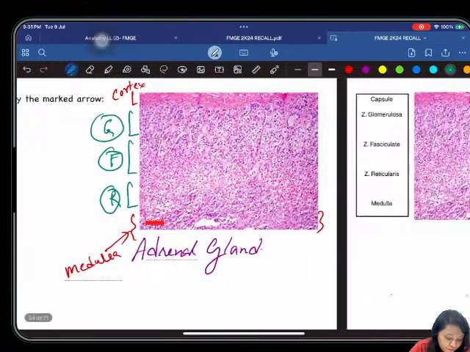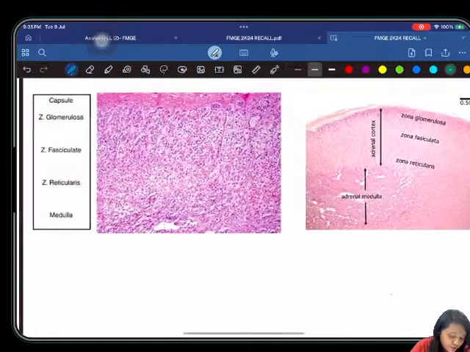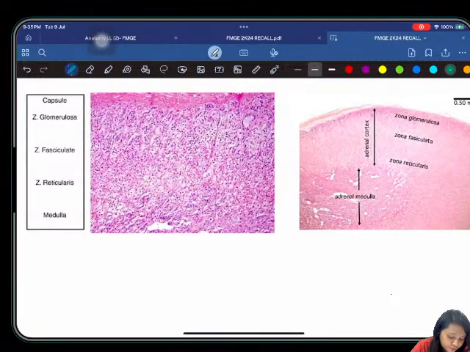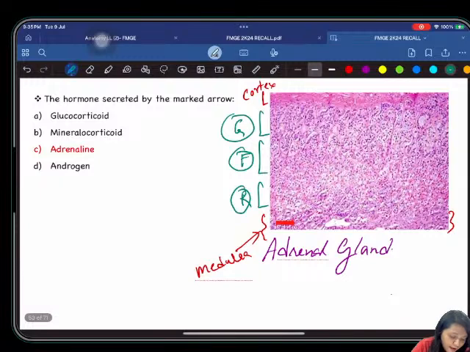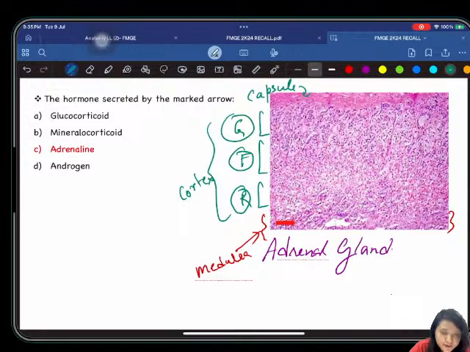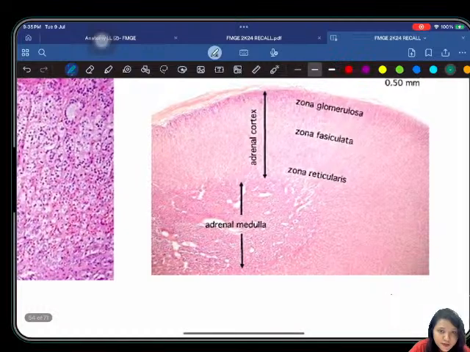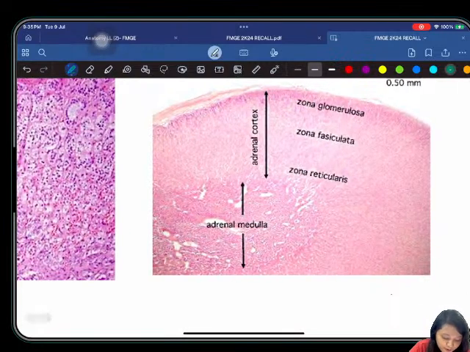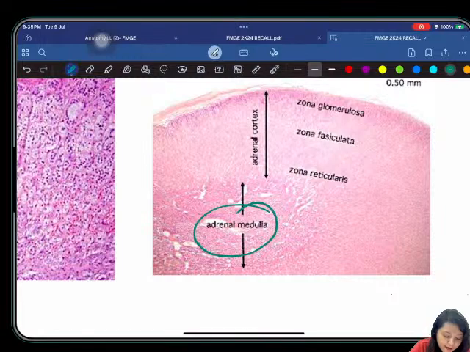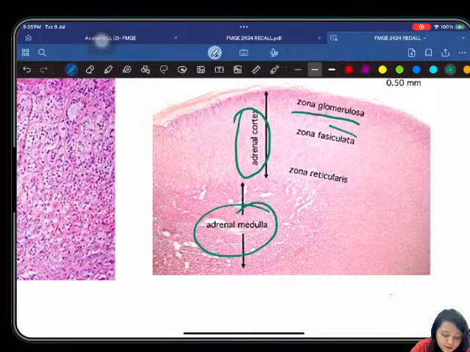Okay, so if you study the slide properly, this is the division. As you know, there is a capsule, and this entire region is the cortex, and inside it you have the medulla. So this is how the division is. As you can see, the innermost part is the adrenal medulla, and this area is the adrenal cortex. The outermost is the glomerulosa, then the fasciculata, and then you have the reticularis.